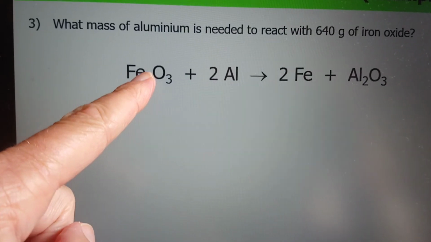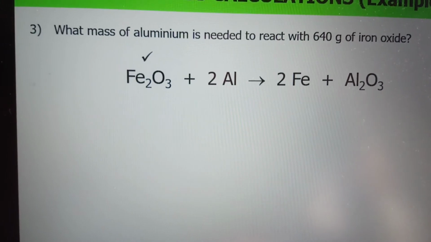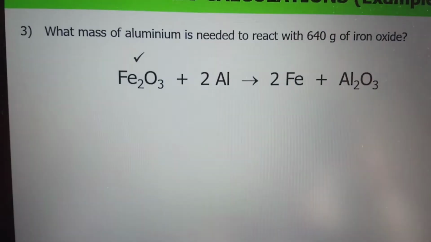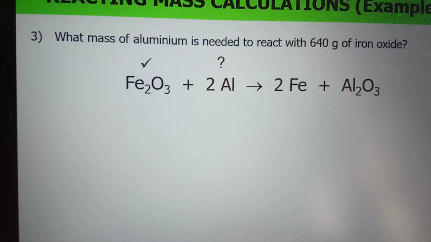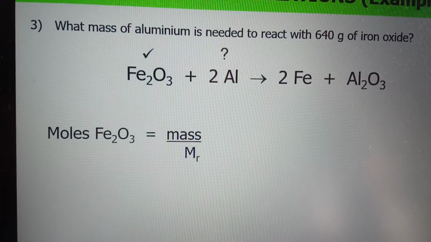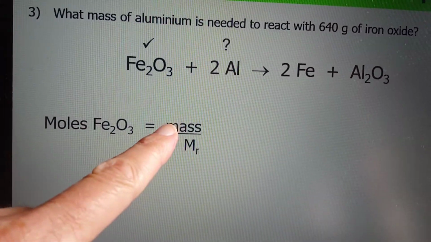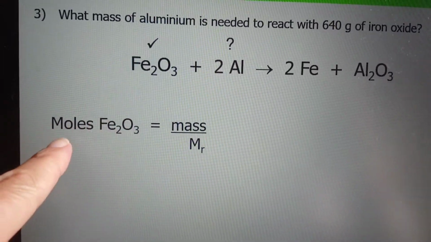So we know iron oxide, 640 grams. Let's put a tick above that. We want to know aluminium. We're going to put a question mark above that. So we know the mass, and we know the Mr from our periodic table. We can work out our moles.